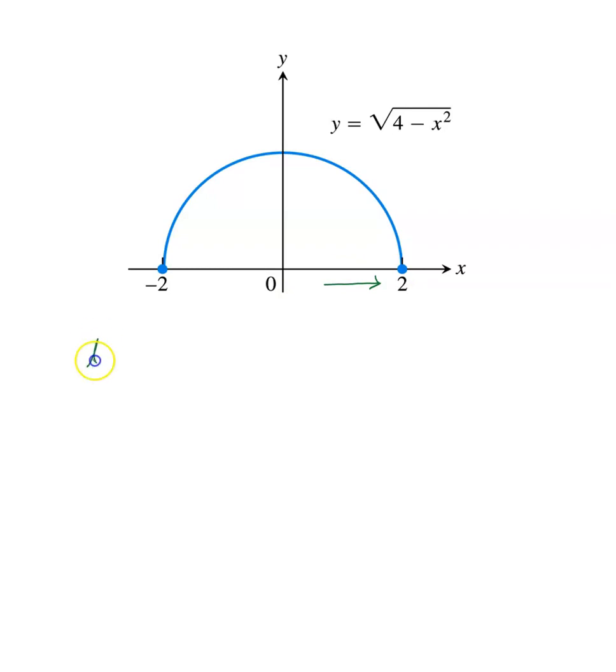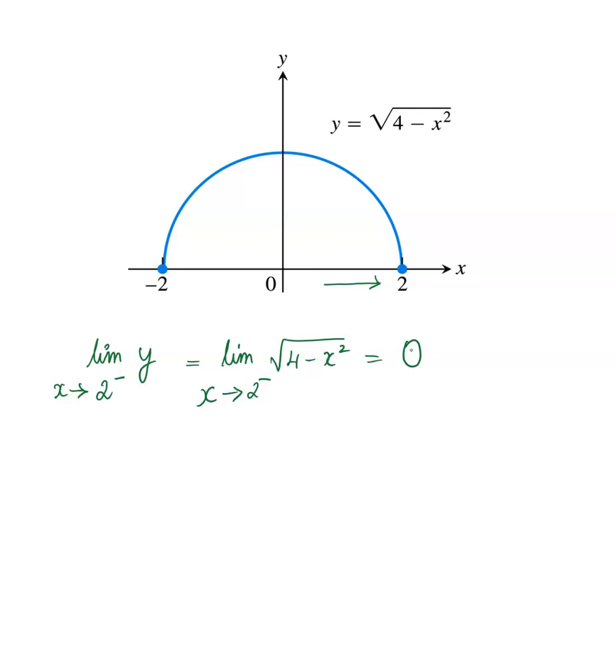So how do I write this? I can say the limit of y as x approaches 2 from the left, so it's a minus. Or you could just write it in the expanded form as the limit of the square root of 4 minus x squared as x approaches 2 from the left is 0, right?